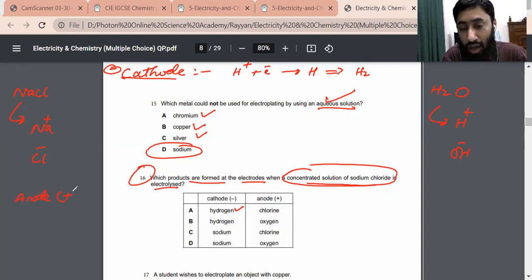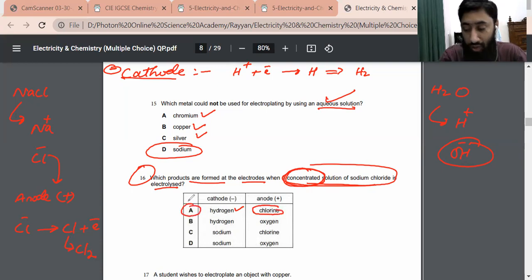Okay, the next story is about anode. Anode carries positive charge, so chloride ion also moves towards anode. Hydroxide ion also moves towards anode. But remember, this is concentrated. The keyword here is concentrated. In case of concentrated, chloride ion always reaches earlier. When chloride ion reaches anode, oxidation of chloride ion takes place, and chloride ion produces chlorine atom and electron, and this chlorine atom later converts into chlorine gas. So option A is the correct option.